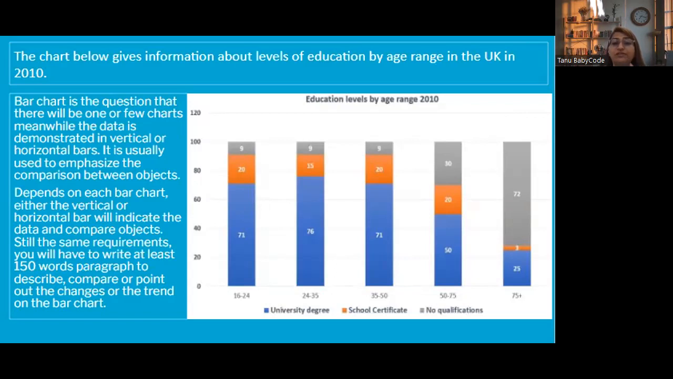So you have to first paraphrase your question for the introduction part, and then you have to analyze the overview. So you can see here the trend. When I talk about the last one, the 75 plus, that means the older generation, they are having no qualification because 72% of people are having no qualification, 3% are having a school certificate, right?